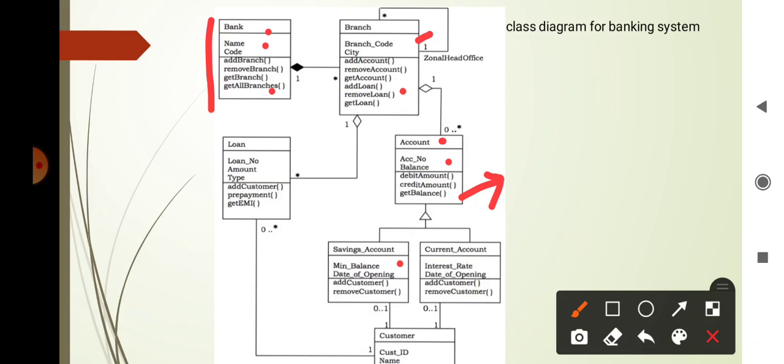Then savings account, current account, customer, and loan. These are the different tables, which are connected by their relationships. Here the bank and branch have a one to many relationship, where one is one and the star represents many. Then second, here we can also have a self one to many.